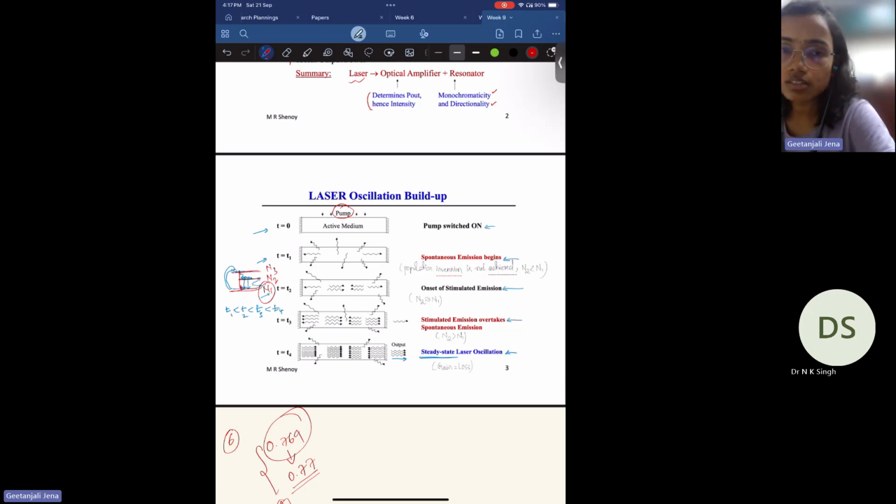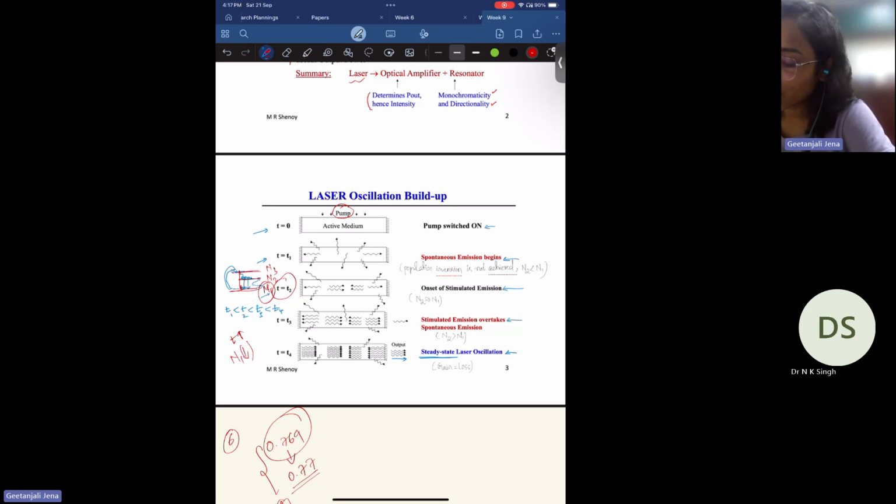But what will happen after some time? As time t increases, the population in the ground state gradually decreases. So what will happen at a particular time t2? We achieve a population inversion in the system.